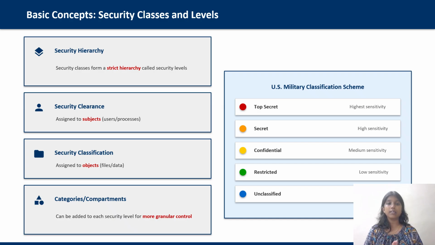Security hierarchy: security classes from a strict hierarchy are called security levels. Security clearance is assigned to subjects, meaning users or processes, and security classification is assigned to objects, meaning files and data. Categories or compartments can be added to each security level for more granular control. So here is the core idea. Security classes form a hierarchy. A user gets a clearance like top secret, and files get classifications like confidential. We can also add categories for finer controls. The military uses levels like top secret, then secret, then confidential, then restricted, then unclassified, right?